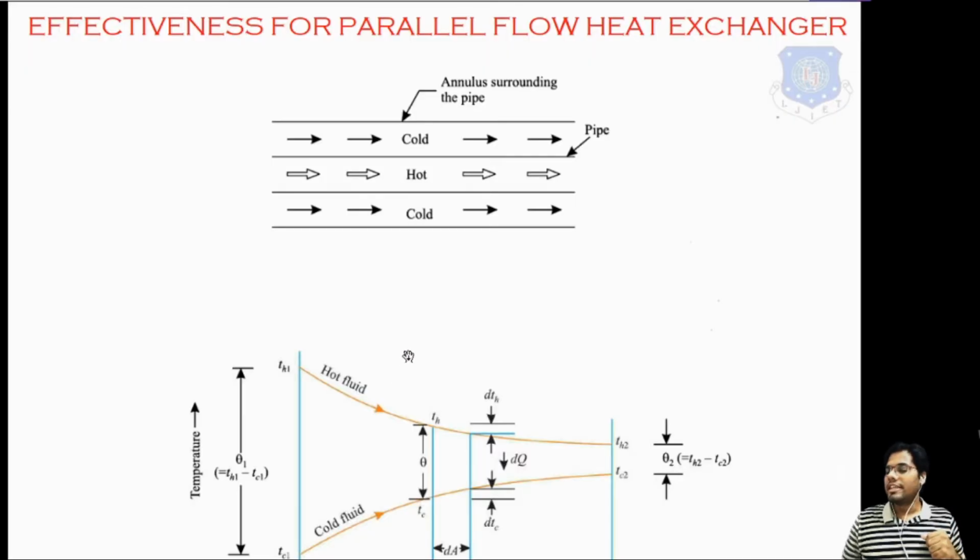In a previous session we have learned what a parallel flow heat exchanger is. It is a heat exchanger where the direction of flow of hot fluid as well as cold fluid is the same. So here we can see from the flow arrangement that the direction of flow for the hot fluid and cold fluid are the same.